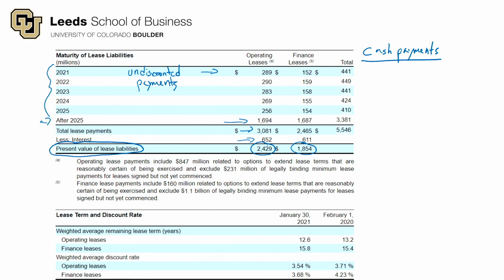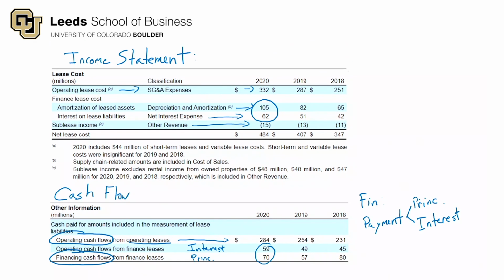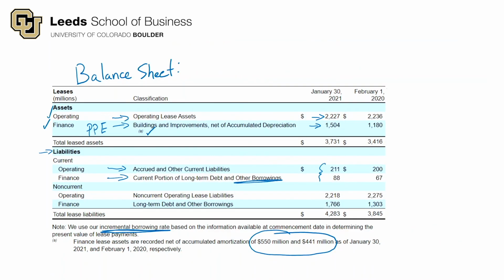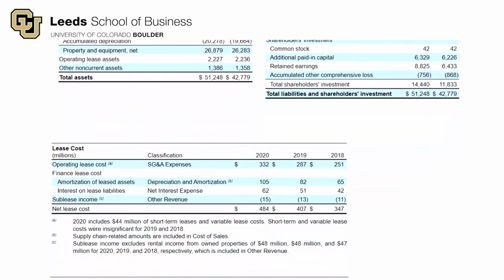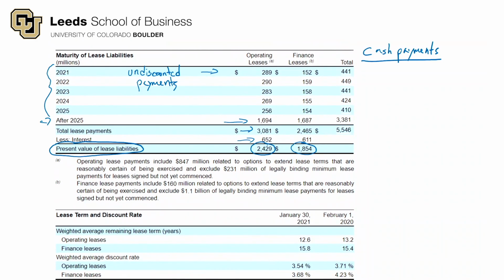So 2429 for operating leases, if you calculate it out, you'll be able to agree that back to the operating lease liability. So if you add 211 plus 2218, you will get that liability balance. And similarly for finance leases, the 1766 plus the 88 will give you this number here, this 1854. So that actually is the value of the liability. It's the present value of future cash flows.